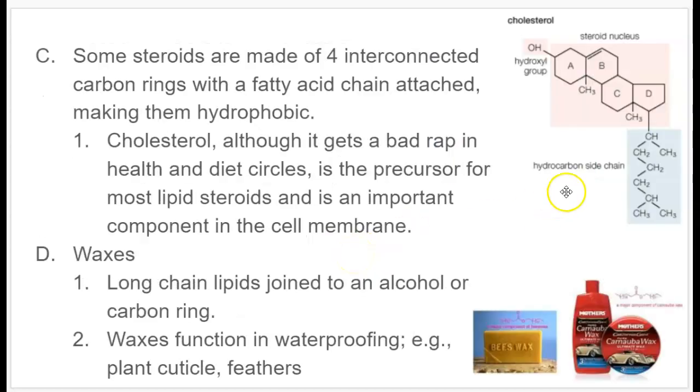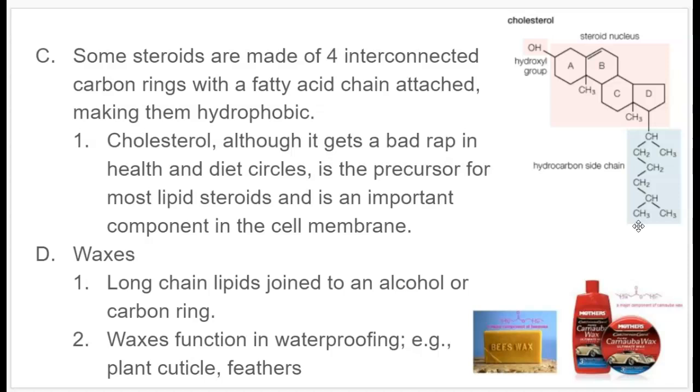All right, steroids. Steroids are, again, still technically lipids. Instead of having those straight chains, though, like the phospholipids and the triglycerides, they are ring structures. There's 4 interconnected carbon rings with a fatty acid chain that's attached, and so that makes them hydrophobic. So again, hydrophobic, cholesterol, they don't like water.